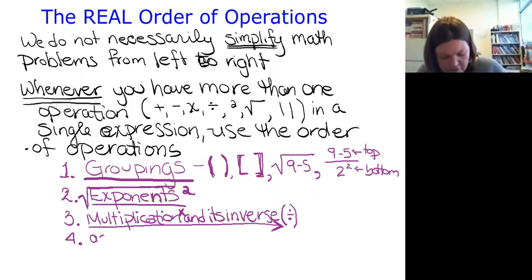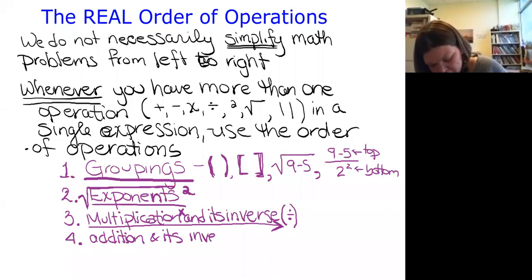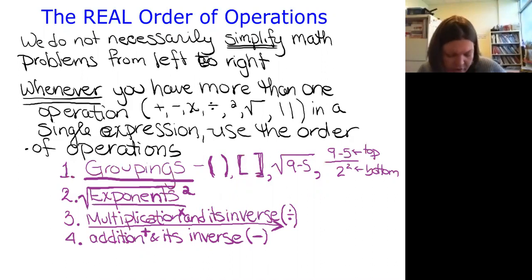And then the fourth and final step is addition and its inverse. So what is the inverse or opposite of addition? Of course, that is subtraction. Okay, so addition and its inverse, subtraction, are the fourth and final step. They're going to be the last thing that you do in any problem, unless it's been grouped. And of course, just as always, if you have addition and its inverse happening in the same problem, we'll work it from left to right.